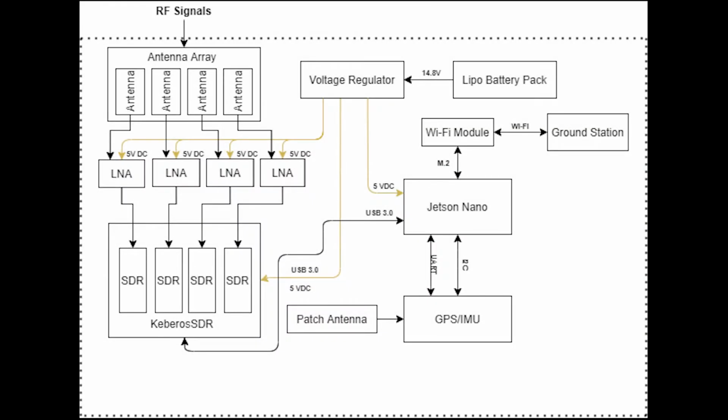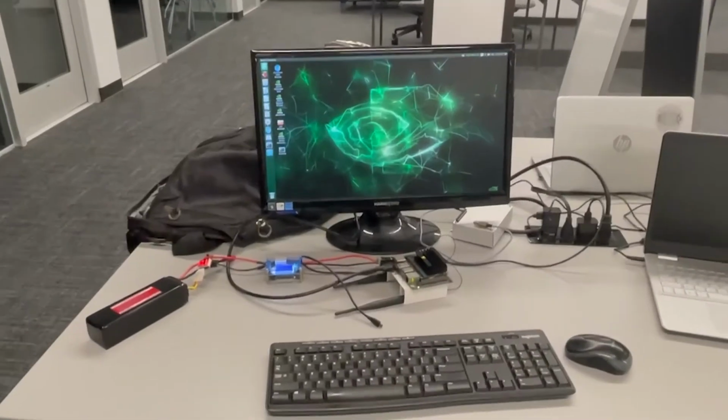RF signals of opportunity, which are pre-existing signals floating around the airwaves, come from outside the system and are picked up by the four-element antenna array. Data is then sent to the SDR, and lines of communication are shown where the data is then sent to the Jetson Nano single-board computer to be processed, then sent to the ground station to be displayed as a two-dimensional image. Now for the hardware of the project.